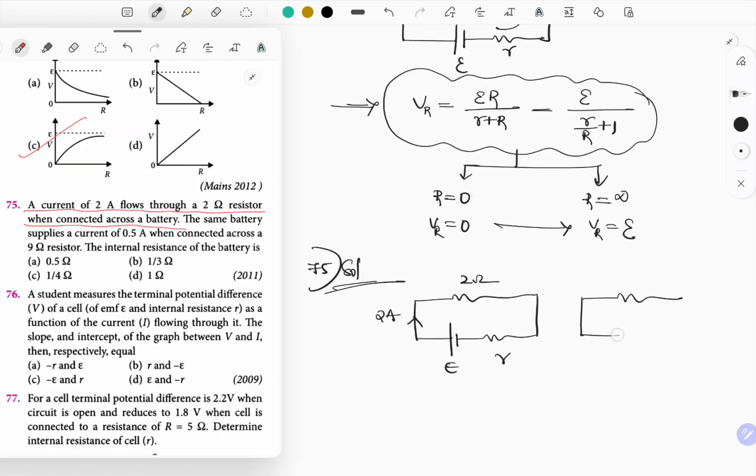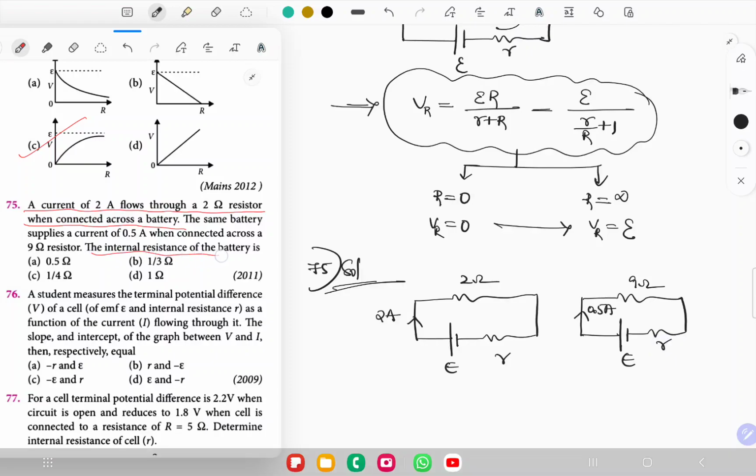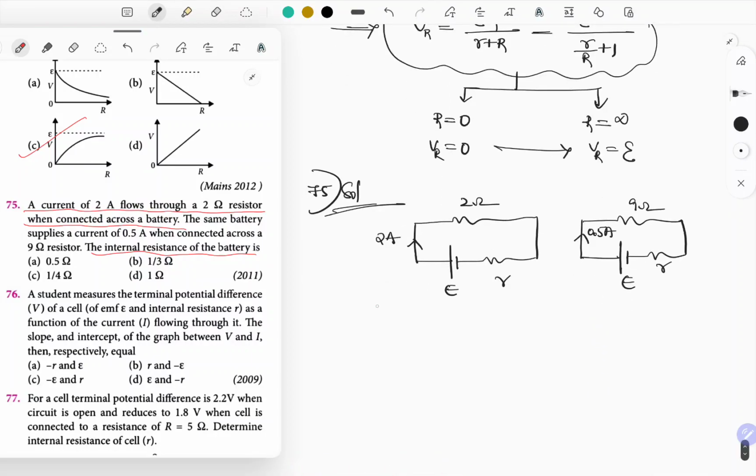Okay, same battery, I'm just connecting it to a 9 ohm resistance. Right now it is producing 0.5 amperes of current, same internal resistance because of the same battery. Now the question they're asking is the internal resistance of the battery. Let's use KVL in both the equations and try to solve those two equations. Entering is positive, leaving is minus. Voltage across this 2 ohm resistor is 4 volt. Voltage across this smaller resistor is 2 into R.